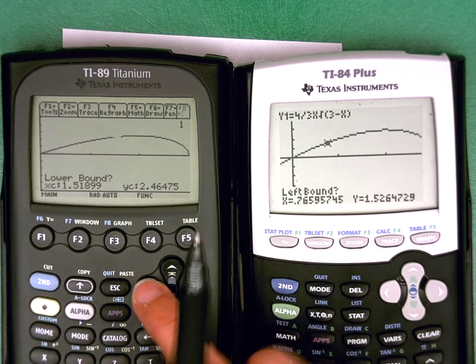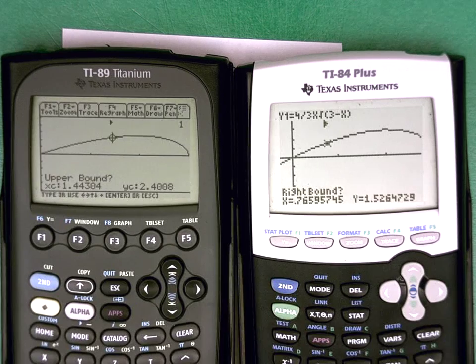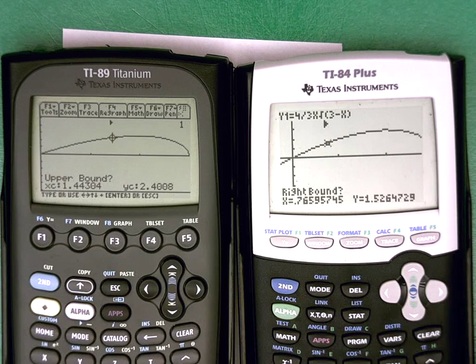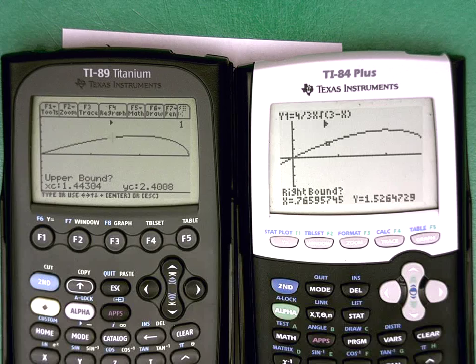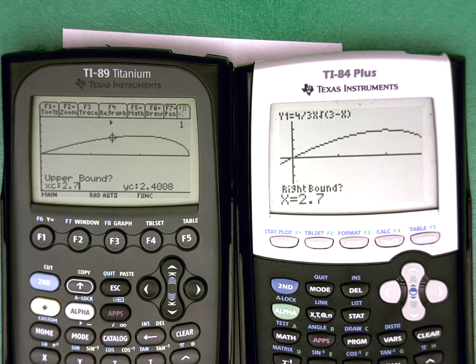Okay, once you're to the left there, you're going to go ahead and hit enter to lock in that point. And you're telling your calculator, okay, from there to the next point I pick, I want you to find my highest point in that interval. Okay? So the next piece of information it asks you for is your right bound or upper bound, depending on which calculator you have. And again, they mean the same thing. It just means go to the right of that point. Okay, so I'm going to go ahead and plug in at this point. I'm going to select 2.7 because I know that that's close to 3 over here. Or you can hit your arrow and move your cursor over to the right if you'd like.